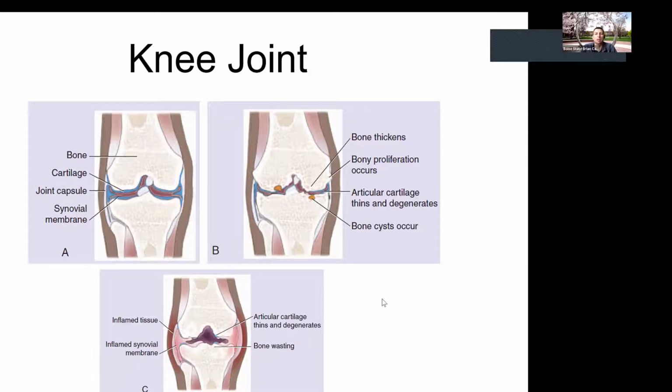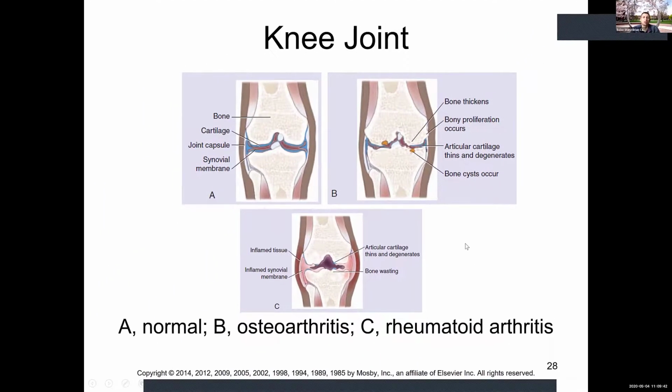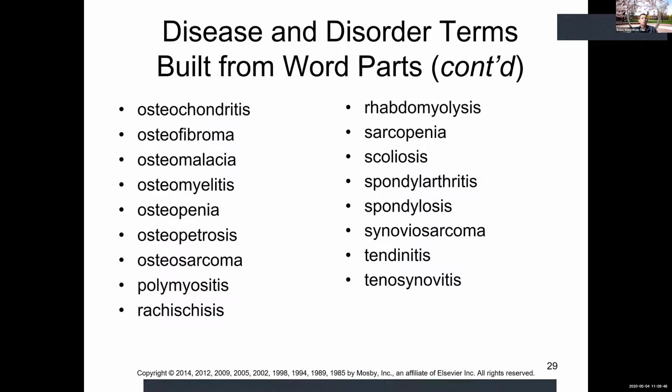That would be an example of osteoarthritis, as opposed to rheumatoid arthritis, which is going to be the result of an autoimmune type of system response, to where it actually is destroying those cartilages and ligaments and connective tissue, tendons inside of your knee due to that autoimmune response, as opposed to just being physically abusive to your joints. So let's look at some of these disease and disorder terms continuing.